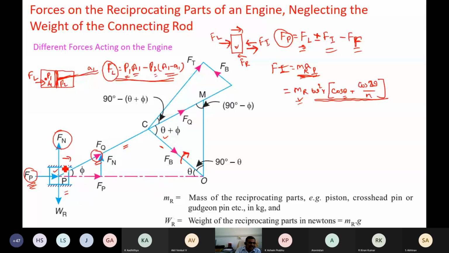This will be acting on the cylinder. This is known as Fn, a normal force acting on the cylinder. What is Fq? The force acting on the connecting rod. Then that will create a force on the crank also. One is along the crank, another one is perpendicular to the crank. The force acting perpendicular to the crank is creating the torque. This is taken as Ft, the force acting tangentially. This is taken as Fb. This is called the bearing force.